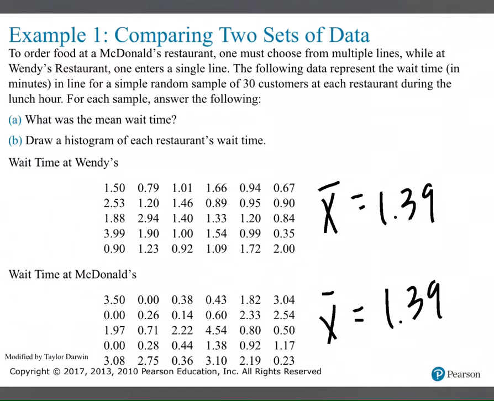So I can expect to be waiting 1 minute and 39 seconds at each one. Does that mean that regardless of if I go to Wendy's or McDonald's, I'll definitely always wait the same time, or not? Is there a little something more to this? And that's what we're going to be thinking about.